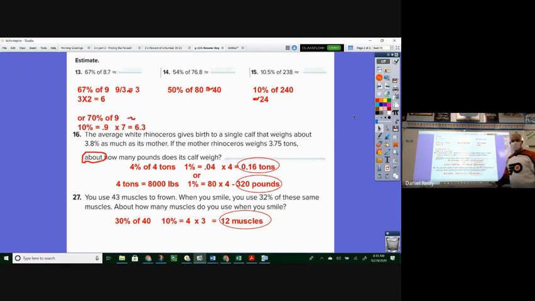Well, it's off by 10 times as much if the decimal point's in the wrong place. What did you say, 1.6 tons? I did 0.4. Yeah, so 1%, you have to move the decimal point 2 places to get 1%, dividing by 100. And then the last one, you use 30% of 40 muscles to smile. About 30% of about 40 muscles, which is 12 muscles.